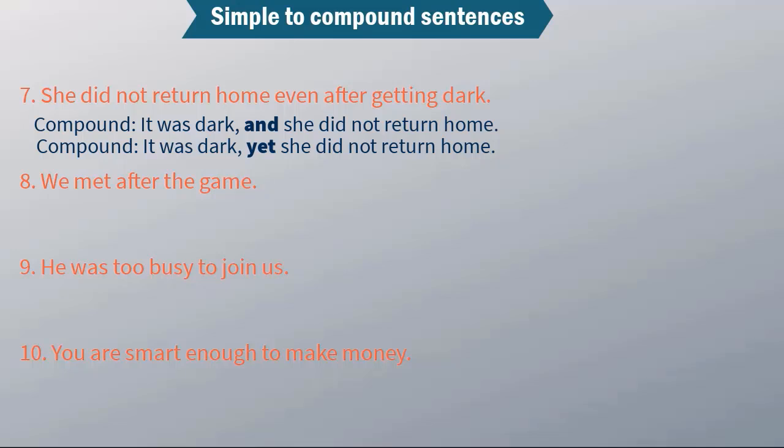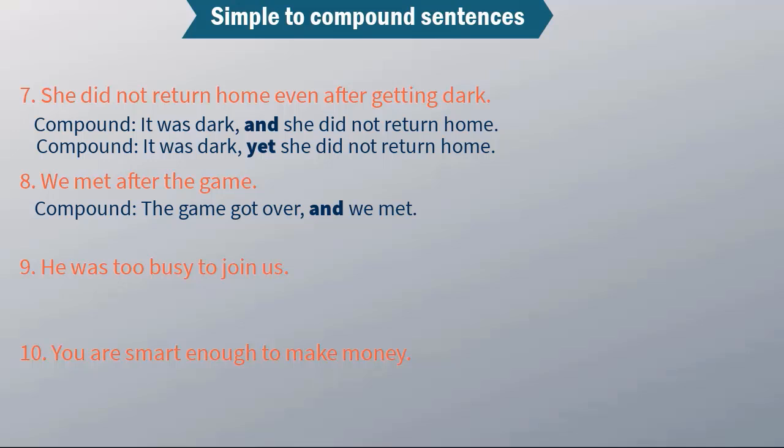If we simply do not have enough information to change a simple sentence into a compound one, we cannot do it. Okay? So you have to understand how the transformation is happening. For example, we met after the game. The game got over and we met. Again, two independent clauses. Alright?